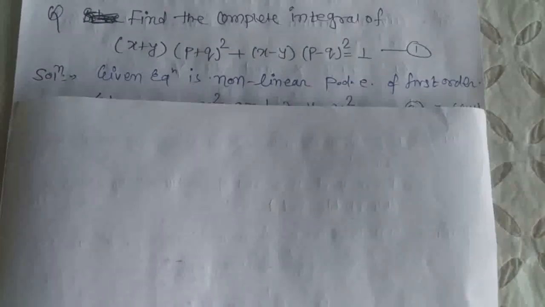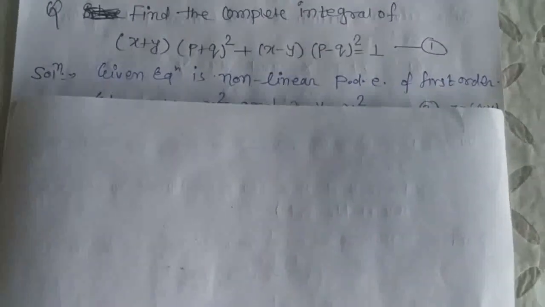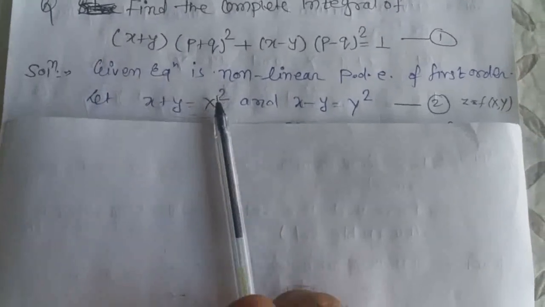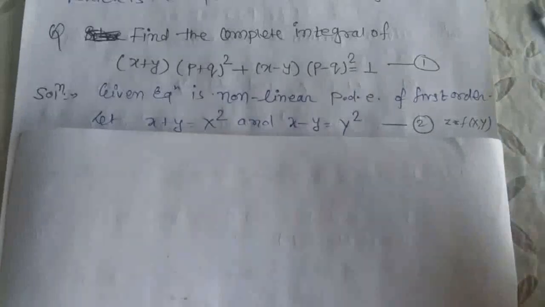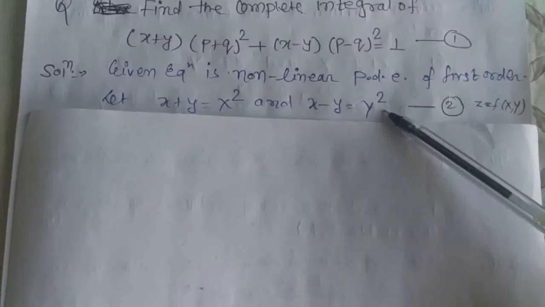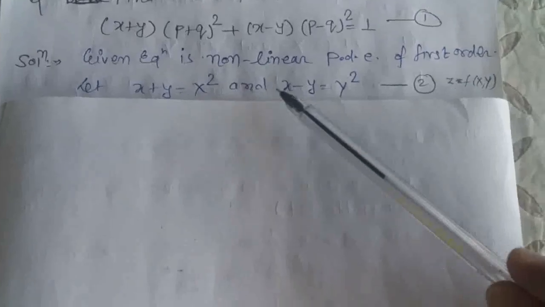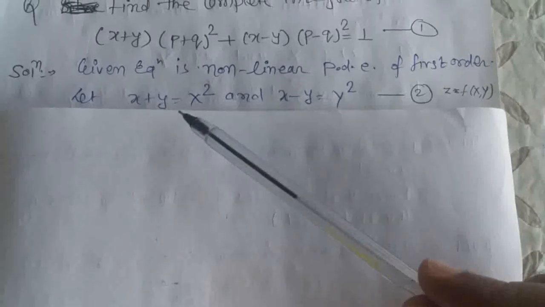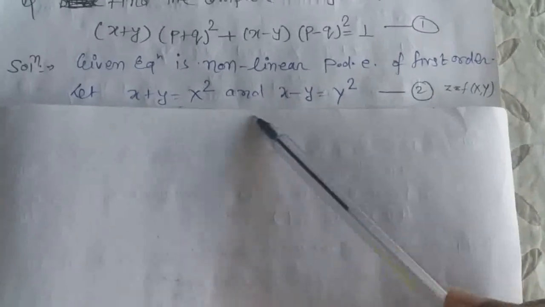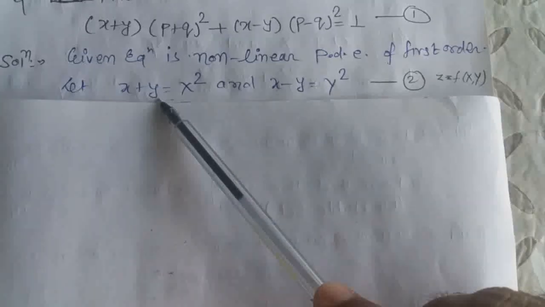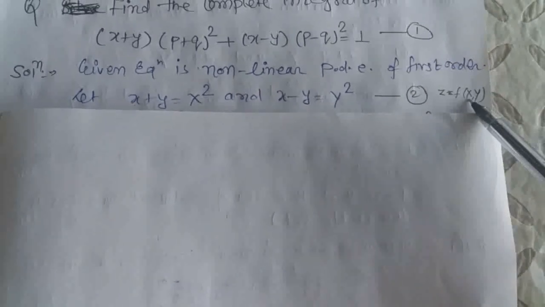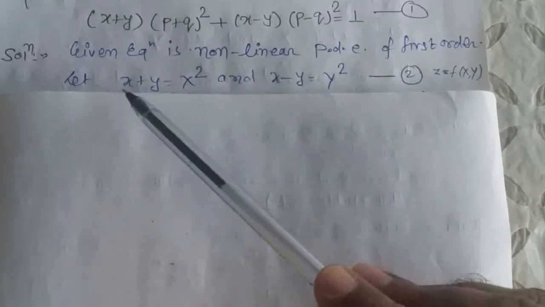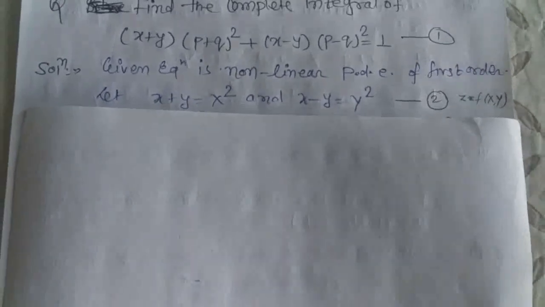So to reduce the equation first into standard form, we take the transformation x plus y is equal to capital X square and x minus y is equal to capital Y square. These are the transformations. And since the dependent variable z is a function of the independent variables small x and small y, after applying these transformations z becomes a function of capital X and capital Y, where capital X and capital Y are functions of small x and small y.